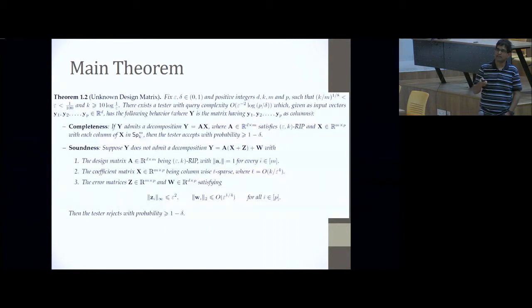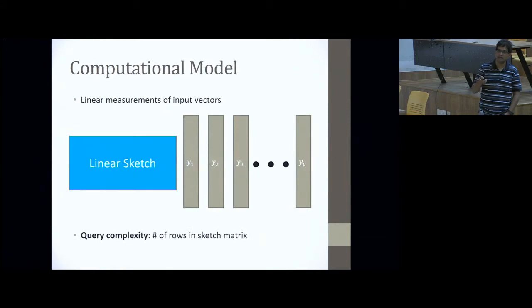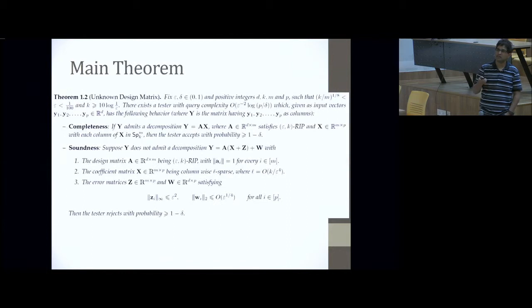The point is that there exists a tester with query complexity 1 over epsilon squared times log of p over delta. By query complexity, I just mean the dimension of the space onto which you are projecting the vectors. This is independent of d and m, and it has the following behavior. In the good, structured case, capital Y is the matrix which has y1 through yp as its columns. When Y does have the decomposition AX, where A satisfies the RIP assumption and each column of X is k-sparse, the tester accepts.